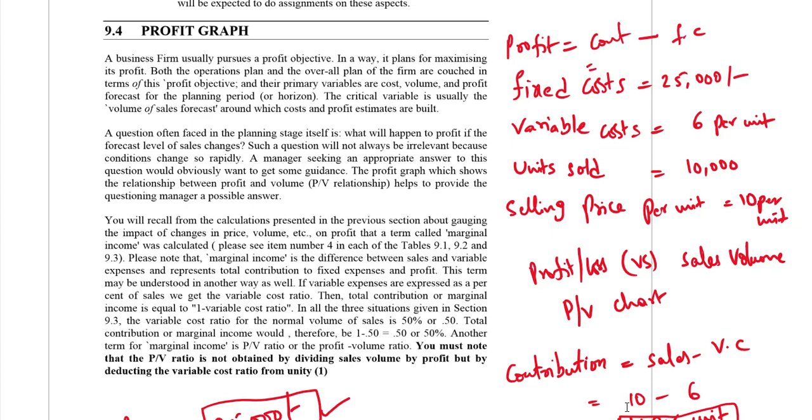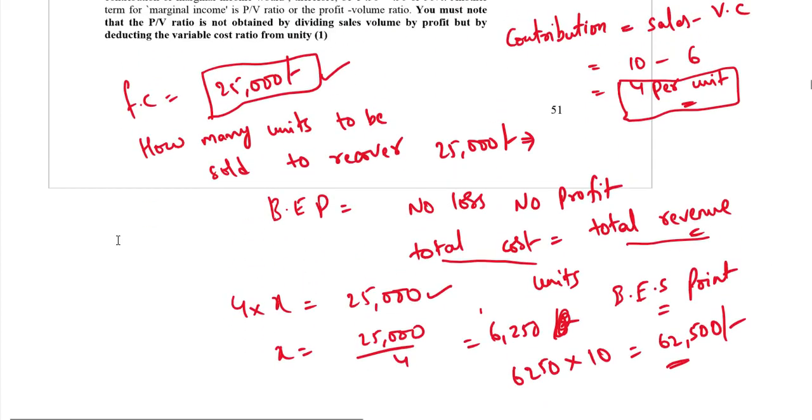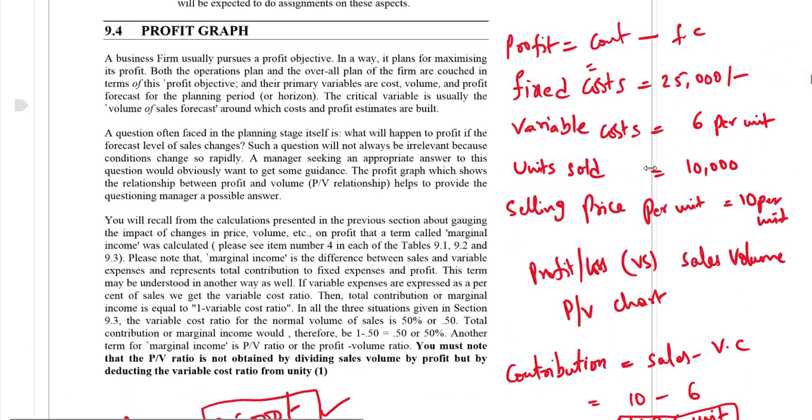First we have to find out contribution. I will write it here with another pen, black color. How much is the contribution? Total sales minus total variable cost. Variable cost is 6 per unit, total units sold is 10,000, so 60,000 will be the total variable cost. And total sales is 10,000 into 10.